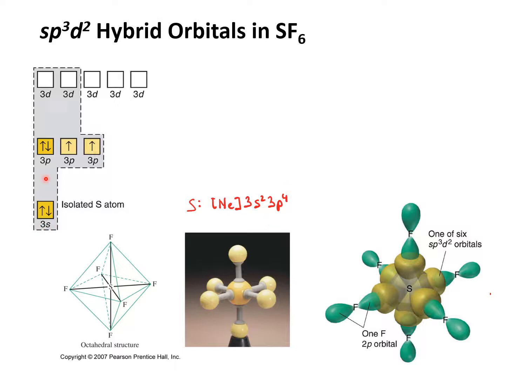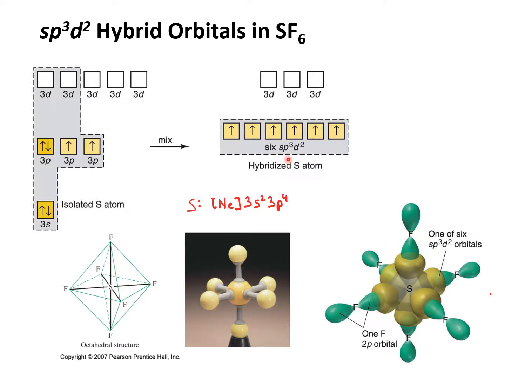the 3p atomic orbitals. Now, in order to create our hybridized orbitals, we should note that the 6 sulfur-fluorine bonds in the molecule are all equivalent and identical in energy. So in order to create those 6 hybridized orbitals, we have to start from 6 atomic orbitals, which are the 3s atomic orbital, all 3 of the 3p atomic orbitals, and 2 of the unoccupied 3d atomic orbitals. And mixing all 6 of these atomic orbitals together gives us 6 sp3d2 hybridized orbitals.